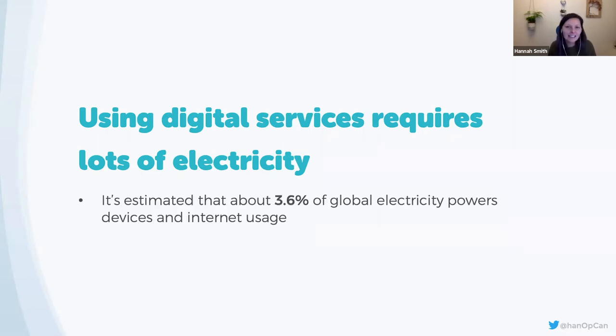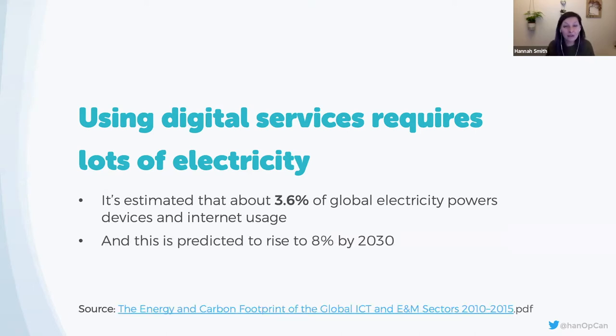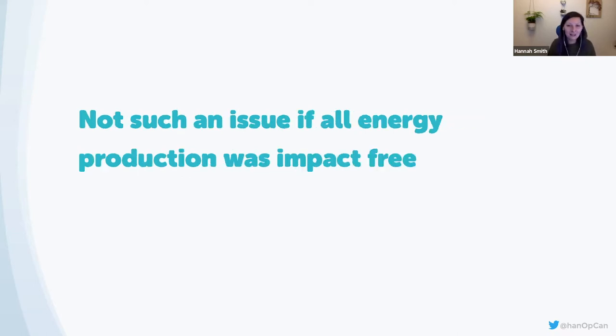So it's estimated that around 3.6% of the global electricity that we produce is actually being used to power devices and the internet. That's quite a lot of power going into the internet. And it's predicted to rise phenomenally to potentially as much as 8% by 2030, which is a really, really significant amount of energy that the digital is using. Now, that wouldn't be such an issue if energy production was impact-free, but energy production is not impact-free. Producing energy still creates a significant carbon emission.